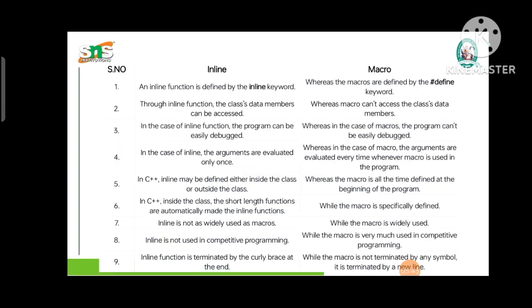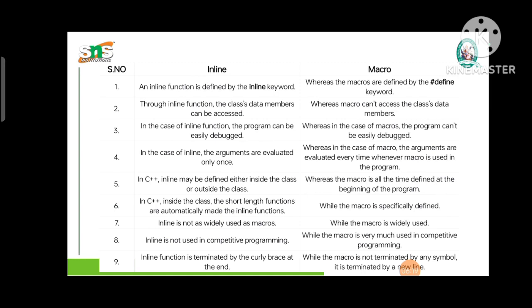This is the difference between an inline function and a macro function. An inline function is defined by the inline keyword, whereas macros are defined by the #define keyword. Through an inline function, the class data members can be accessed, whereas macros cannot access the class data member variables. In case of an inline function, the program can be easily debugged, whereas macros cannot be easily debugged. In case of inline, the arguments are evaluated only once, whereas in case of a macro, the arguments are evaluated every time the macro is used in the program.